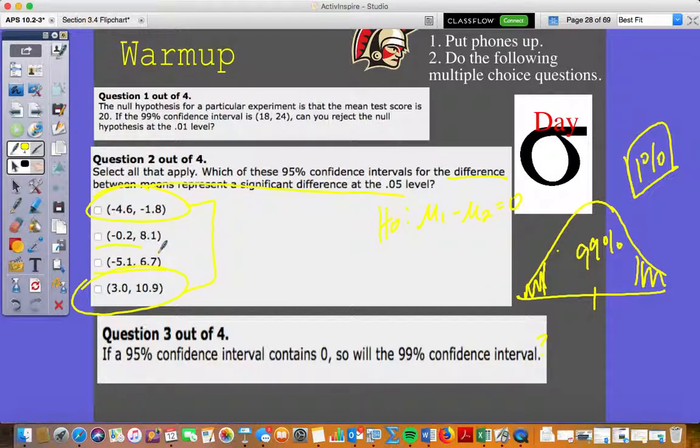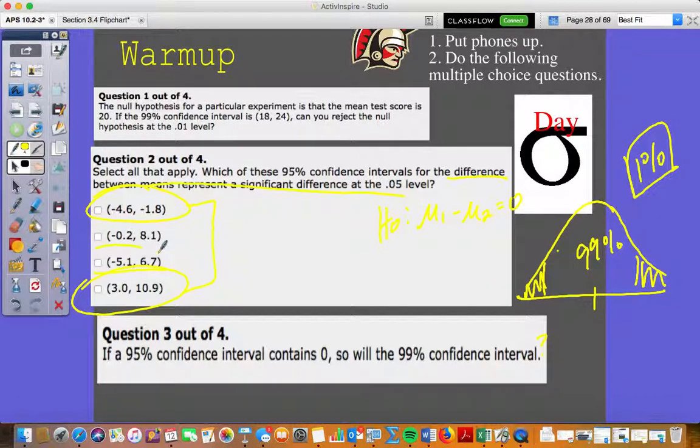If a 95% confidence interval contains 0, will the 99% confidence interval also contain 0? Yes. Why? Because it just gets bigger. Yeah, it gets bigger, right? So if it contains it at 95, it will contain it at 99. What if it contains it at 99?